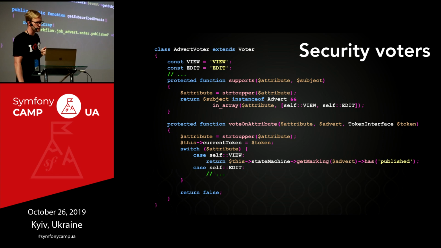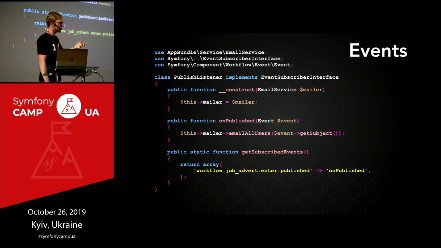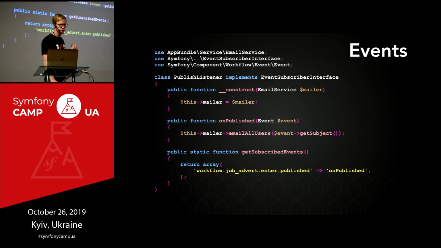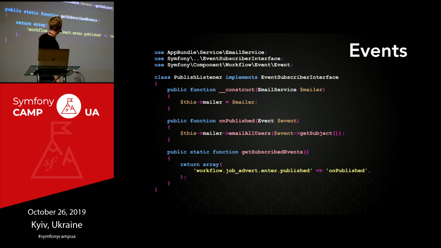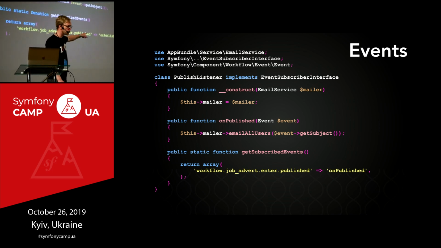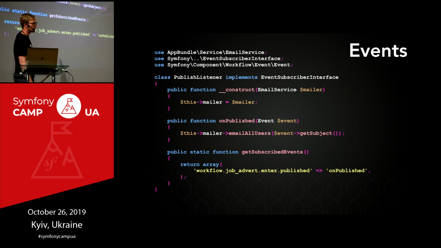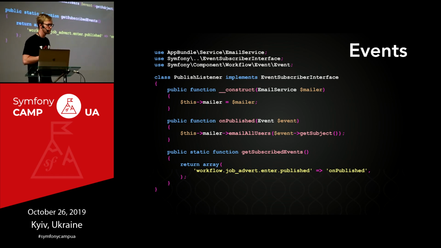Same thing, I'm using these events for domain objects. I mean, these are my domain events as well. So I hook into these. Every time I publish an advert, I will dispatch the workflow job advert enter published, and maybe I want to tell the world that something's published. So I'm using these as my domain events.